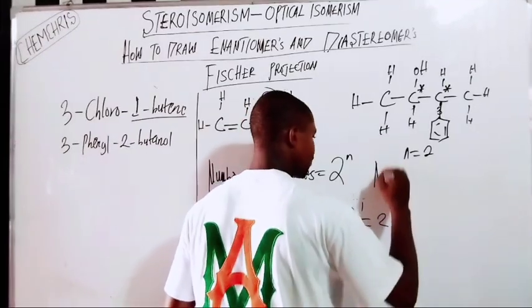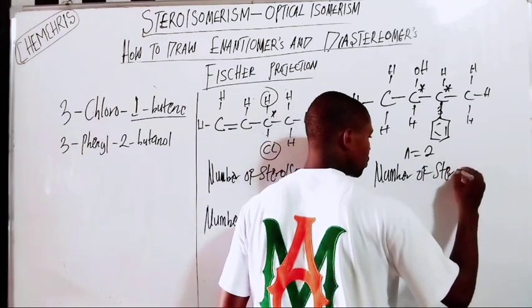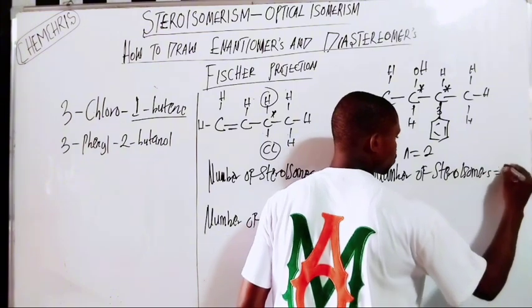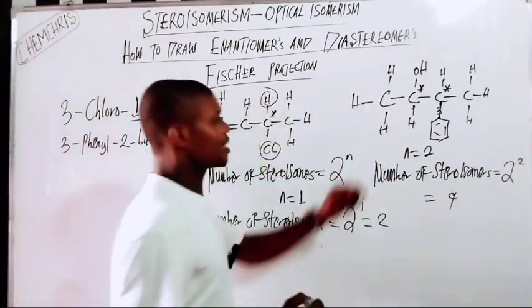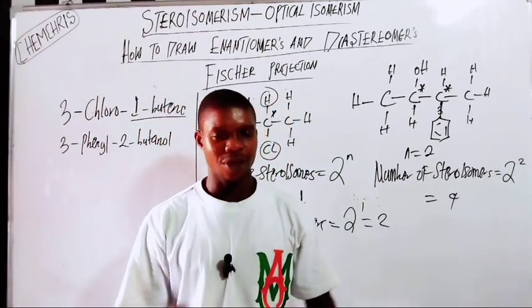So the number of stereoisomers equals 2 raised to what? 2, right? You get 4. So this compound has 4 possible stereoisomers. Do you understand?